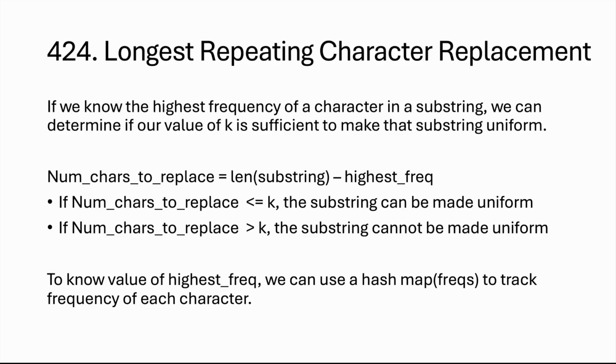Number of characters to replace is equal to length of substring minus the highest frequency. If number of characters to replace is less than or equal to k, then the substring can be made uniform. But if it is greater than k, then the substring cannot be made uniform. To know the value of highest frequency, we can use a hash map to track the frequency of each character.